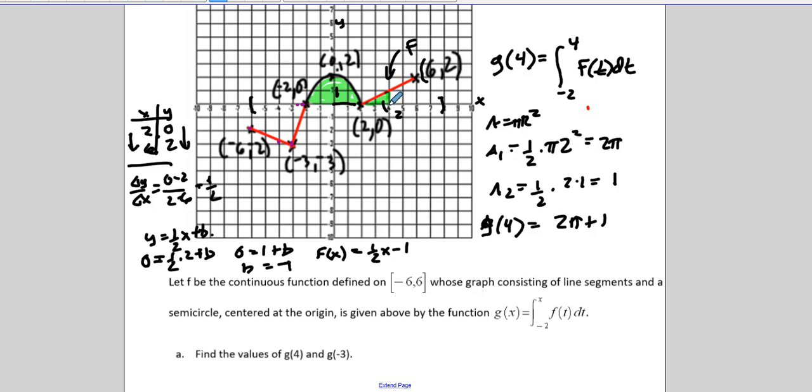So at 4, because I want to find the height of this graph right here. That's what f is. It's the height of the graph from the x-axis, which is the line y equals 0. So f of 4 is going to be 1/2 times 4 minus 1, which is 2 minus 1, which is 1. So the height of the graph there is 1. Then we can go back and do what I did earlier here: 1/2 times 2 times 1 equals 1.